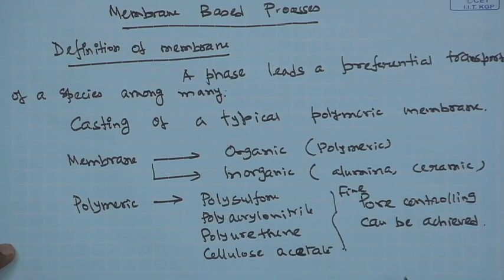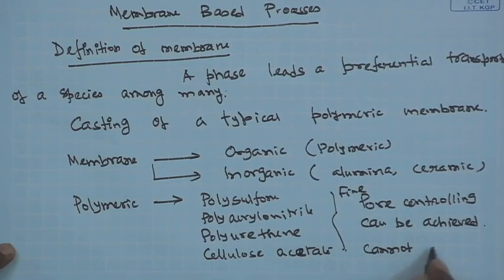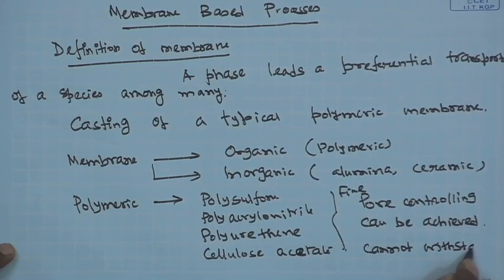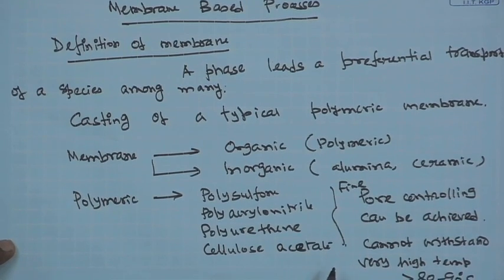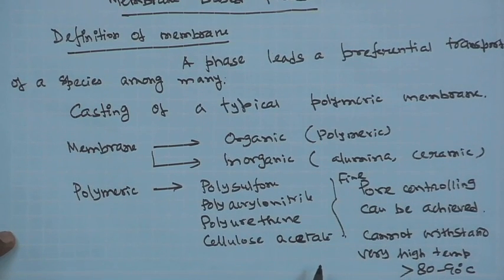On the other hand, these polymeric membranes cannot withstand high temperature. And what is very high temperature? Typically beyond 80 to 90 degrees centigrade. So, therefore, if you have a process stream of high temperature, you cannot directly get into the membrane system. One has to go through a heat exchanger, bring the temperature down, and then direct it into the process having the polymeric membranes.